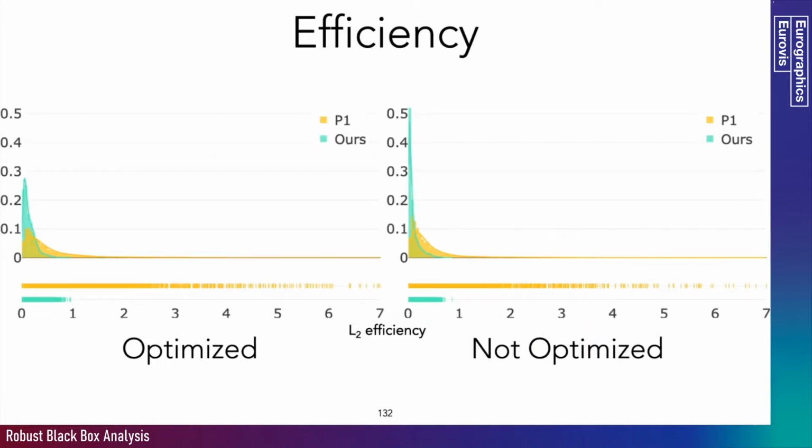So let me show you the result. In green is our method, and in yellow is the P1, and you see that the efficiency for our method is low, meaning it's good, for both the fully optimized and non-optimized datasets. So our method automatically compensates for the bad quality of the elements, having really low efficiency, which is extremely good.